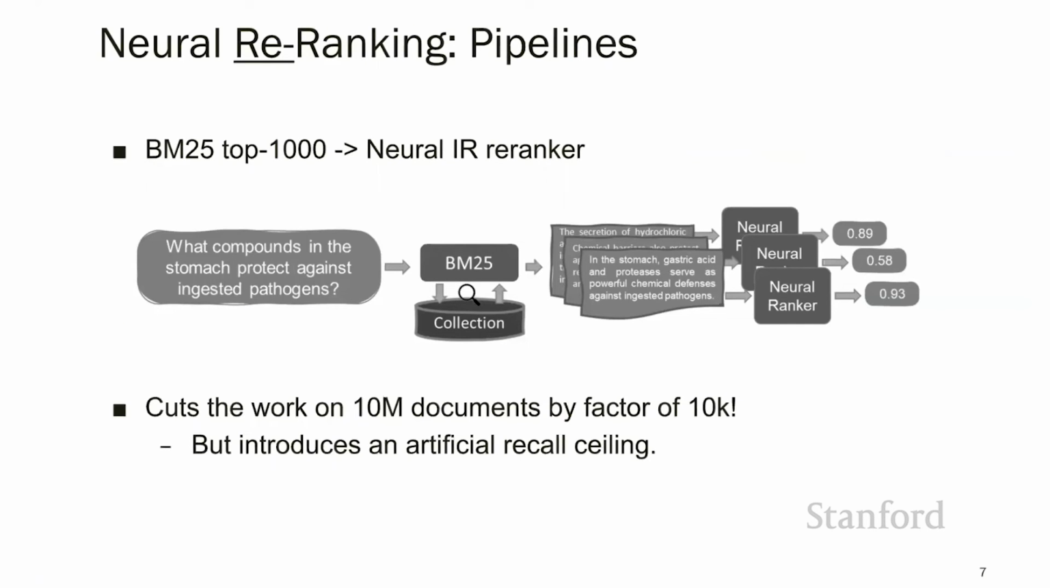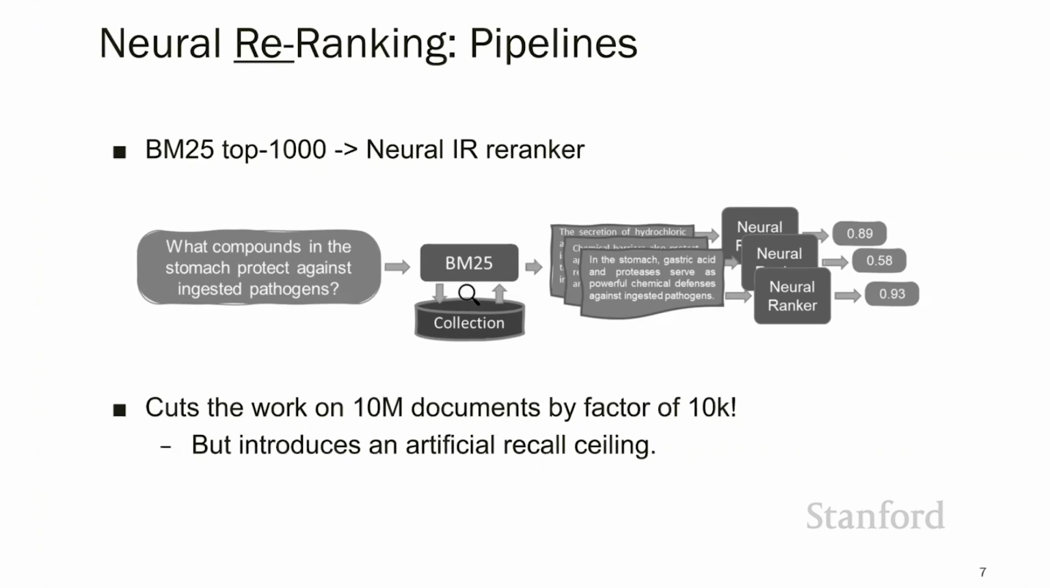To deal with this in practice, neural IR models are often used as re-rankers, models that rescore only the top K documents obtained by another model to improve the final ranking. One of the most common pipeline designs is to re-rank the top 1,000 documents obtained by BM25. This can be great because it cuts down the work for a collection with 10 million passages by a factor of 10,000, because we only need to rank 1,000 documents with the neural model.